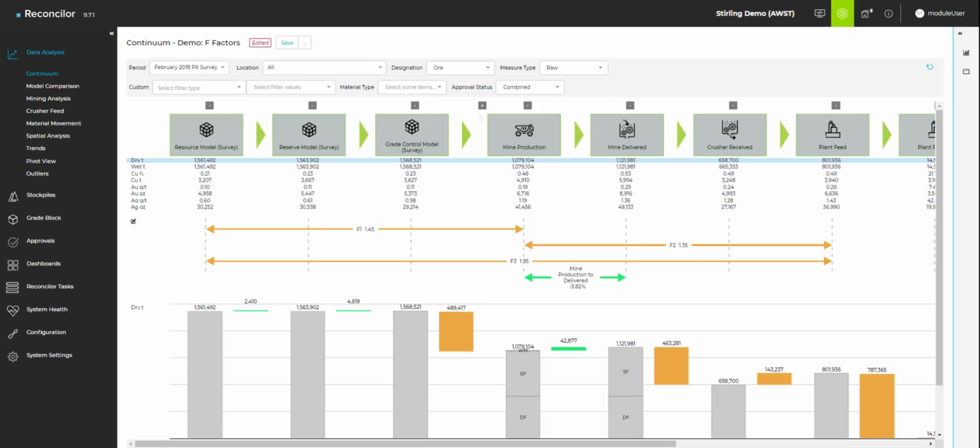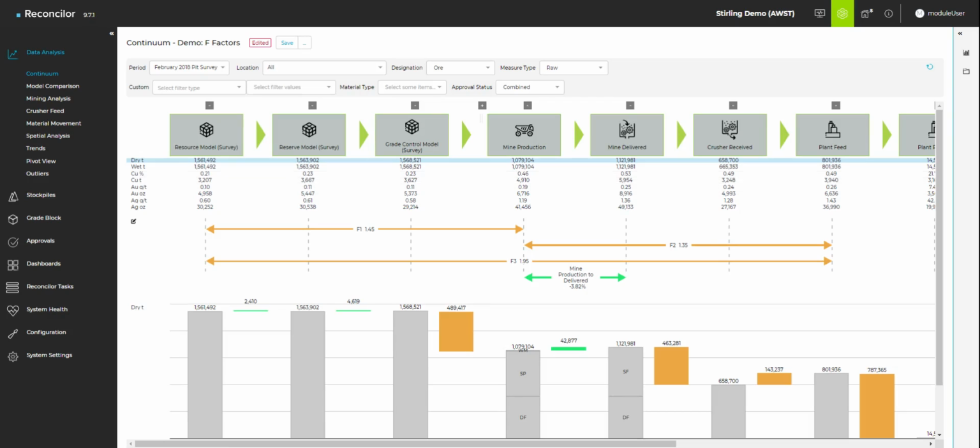So using Reconcilor's powerful tools, I'm going to show you the continuum, the model comparison, and the trends data analysis screens, where we can address each of these aspects in a transparent and efficient way. Let's dive in and see how. Let's start with spatial reconciliation by looking at the continuum screen.